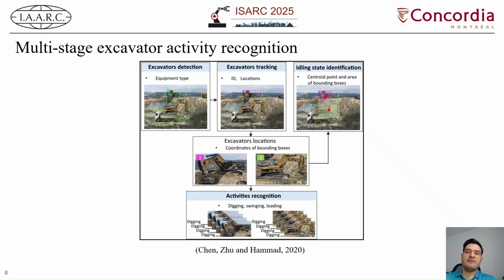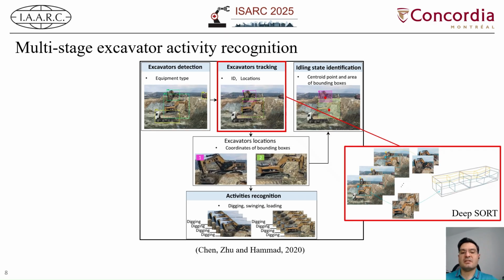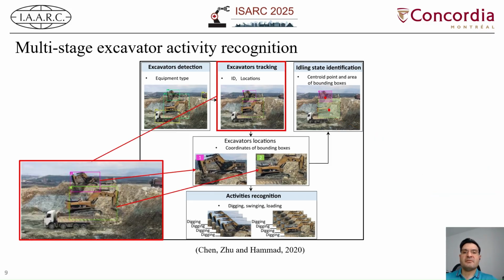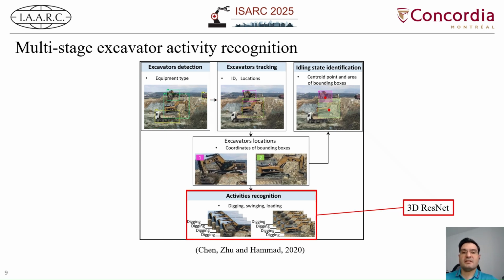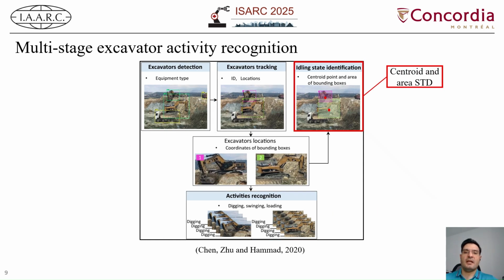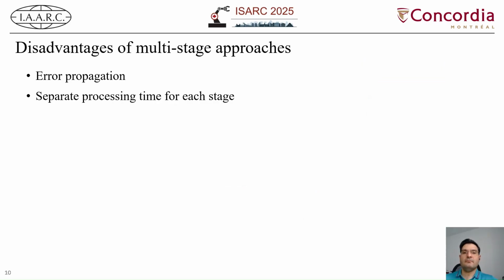For example, in this figure we can see a multi-stage method that was developed by one of my colleagues. In the first stage, they used the Faster R-CNN network to detect excavators. After that, the detected excavators were tracked in consecutive frames. Then they cropped the frames around each of the detected equipment. Finally, they used the 3D ResNet network for activity recognition, and they also used the center point of the detected bounding boxes to identify the idling state of the equipment.